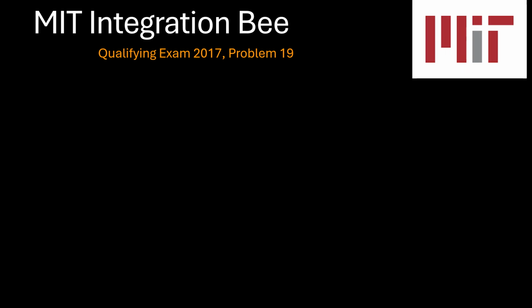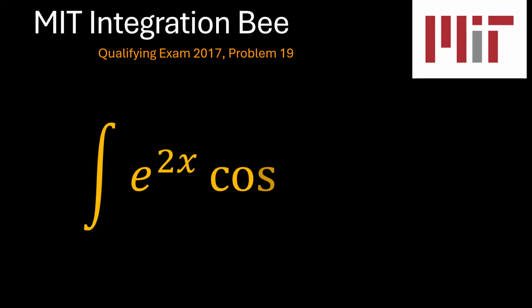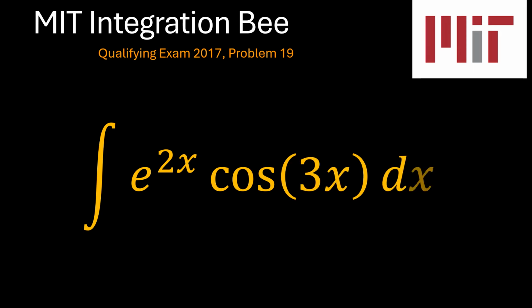So today we'll look at problem 19 of the MIT Integration B qualifying exam 2017: the indefinite integral of e to the power 2x times cosine 3x. Certainly a very interesting problem. But let's just see how we may be able to solve it. So this is our problem, right? The indefinite integral of e to the 2x cosine 3x.